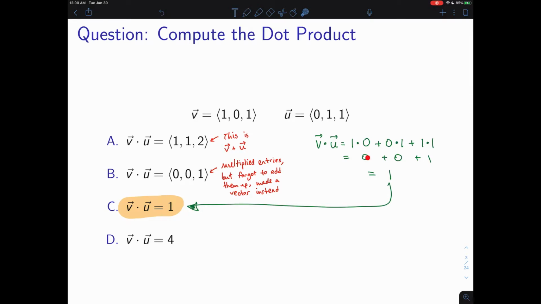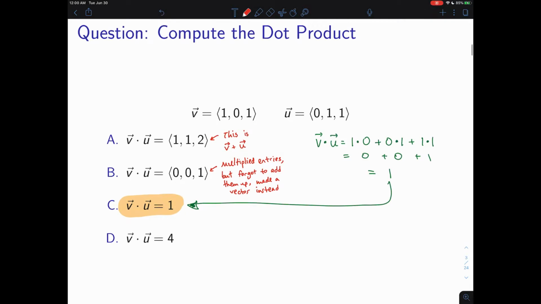You can see it here, right? When I multiplied the entries, I got 0, 0, 1. And so if you made a vector out of 0, 0, 1, then that's what you would get, 0, 0, 1. That is a thing that people do, but it's not dot product. Dot product is adding them up.